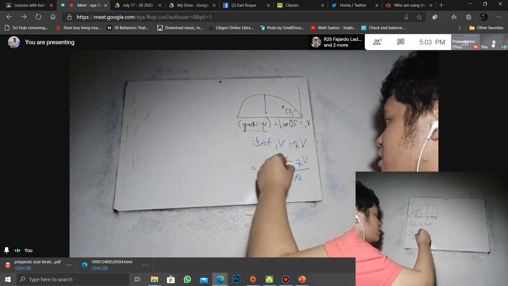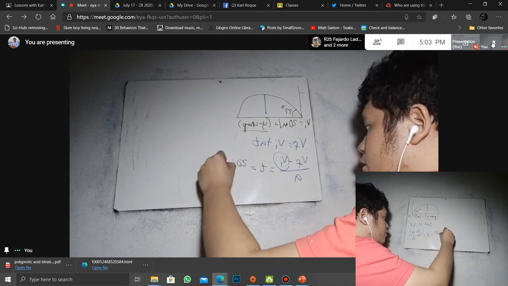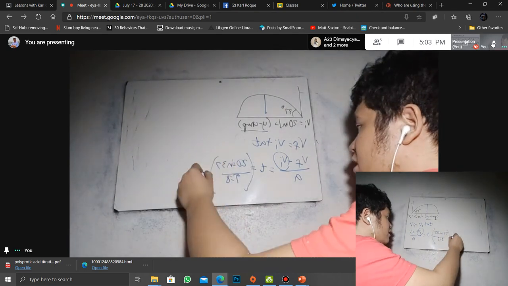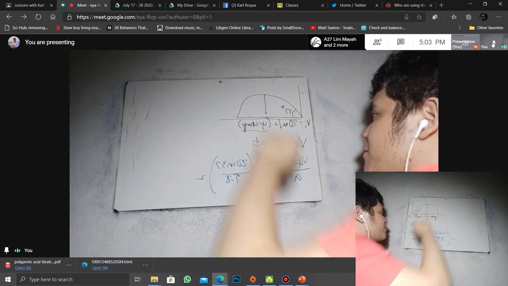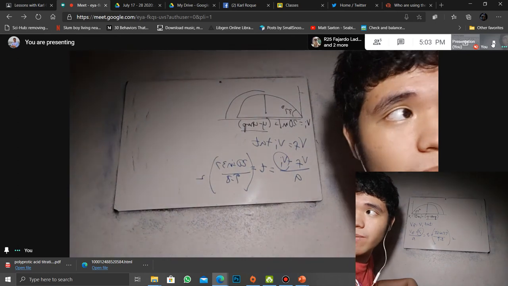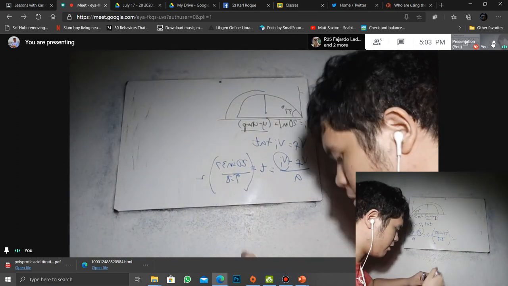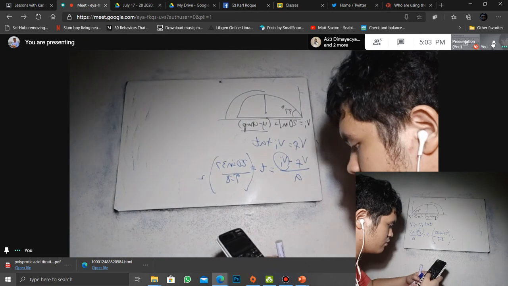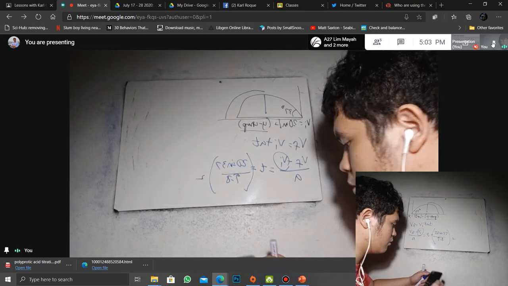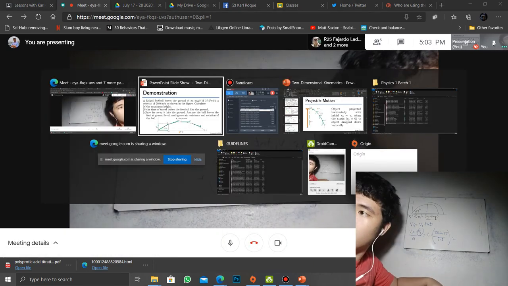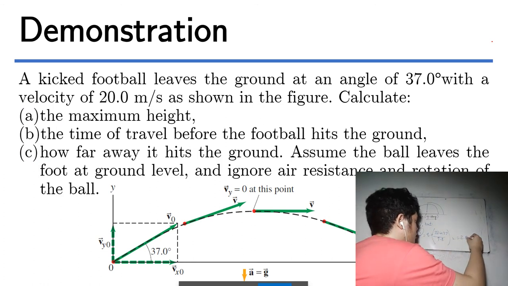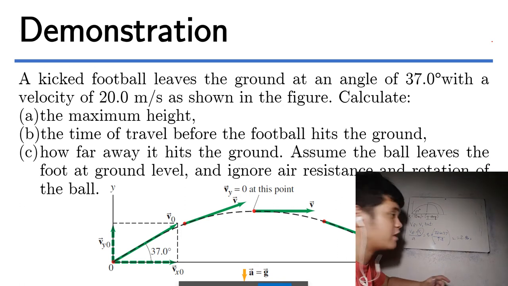Equals to, diba? Ito ay 20 sine 37 over 9.8. Yan na, times 2. Bakit? Level horizontal surface. Parang sa free fall, diba? Kung alam man yung time nito to reach this, times 2, it reaches there, no? So, we multiply that by 2. Seconds.